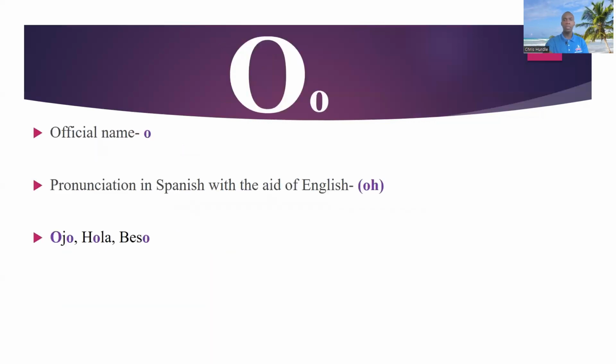O is O, same as in English, O. So ojo, hola, beso. Ojo will be eye, hola, as you know, is hello, and beso, as you know, is kiss. Okay?